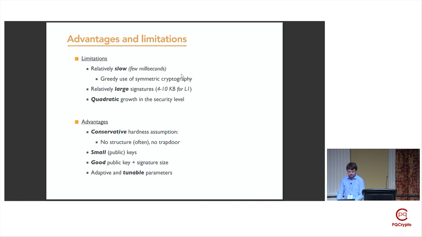Advantages: conservative assumption. There is often, in most of the submissions, no structure, no trapdoor. For SDNZ, for example, it's applied to the SDNZ problem, no, the raw problem, very small public key. So since the large public key, it gives a quite nice trade-off between the public key and the signature size. And it has the advantage that there are a lot of parameters and we can select what we want, if we have a limitation of the running time.